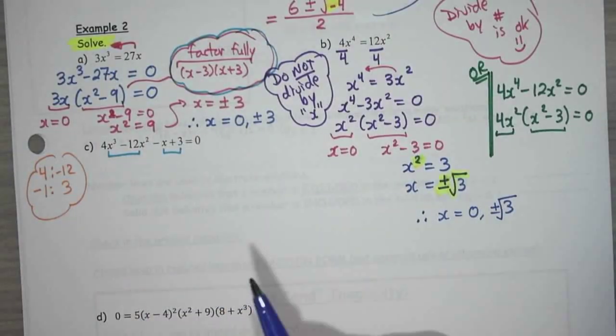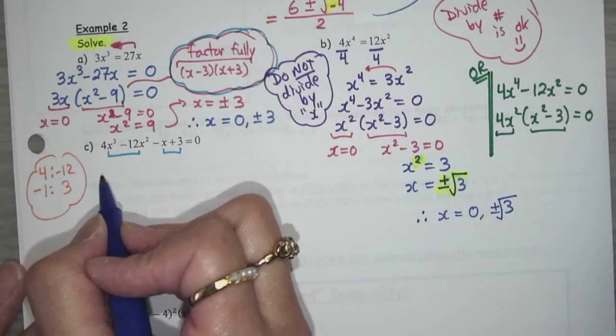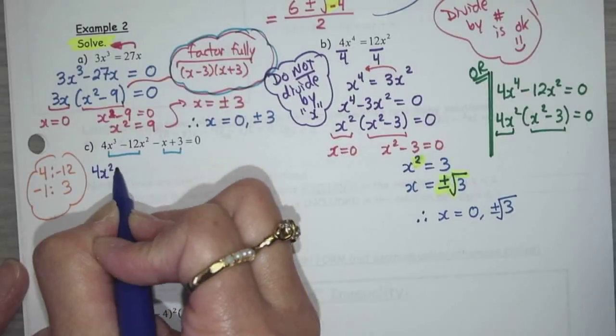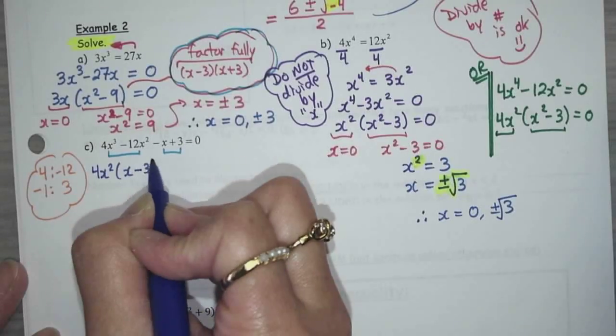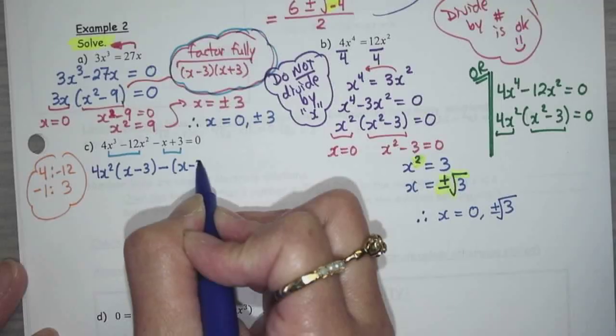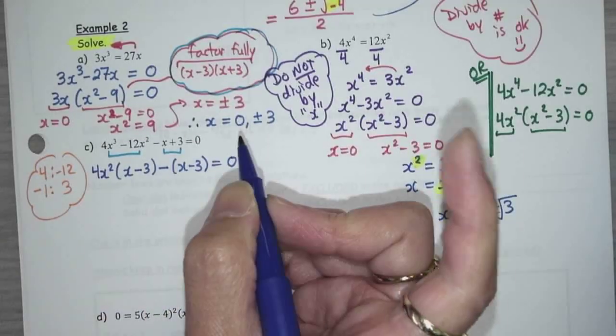So I wanted to practice the 2 by 2 just one more time, right? Because again, it's been a while. So 4x squared, and I get x minus 3. If I take out negative, I get x minus 3 equals 0.